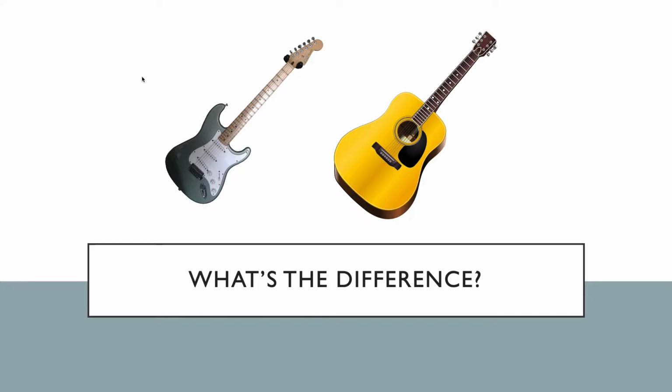Now, electric guitars, on the other hand, have a solid body. We don't see any holes here. That means it doesn't really depend on the same technology that the acoustic guitar uses to create sound. So let's dig a little bit further into what the differences are in the electric guitar.